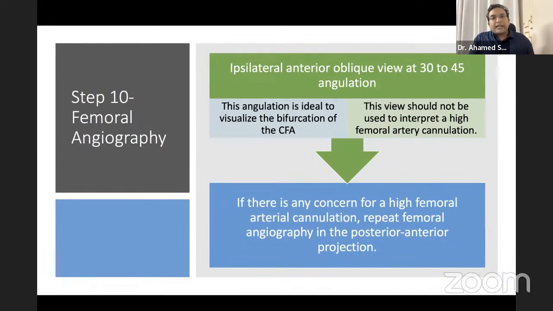Then we can inject through this area to have a femoral angiography. For femoral angiography, it is ideal to go for an ipsilateral anterior oblique view at 30 to 45 degree angulation. That will help in visualization of the bifurcation of the CFA, the common femoral artery. This view would not be used to interpret any high femoral artery cannulation. If there is a concern for a high femoral artery cannulation, repeat the femoral angiography in the RAO view.